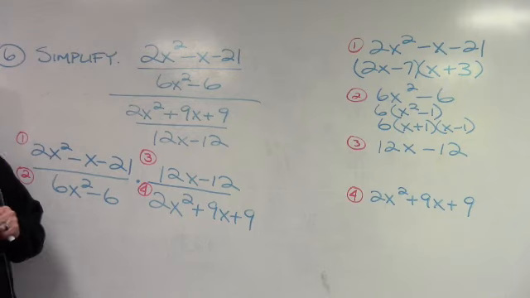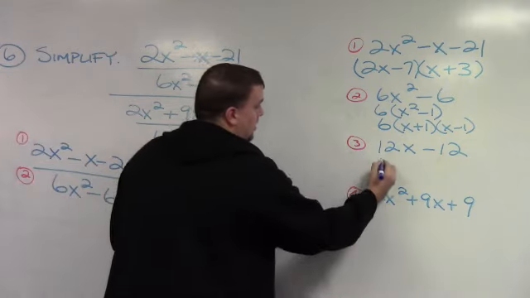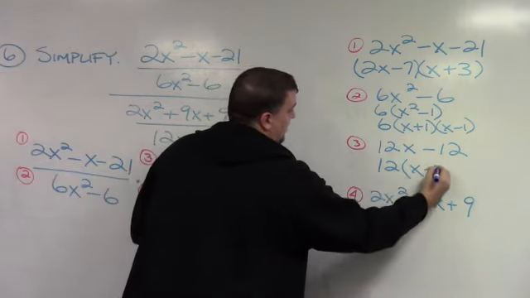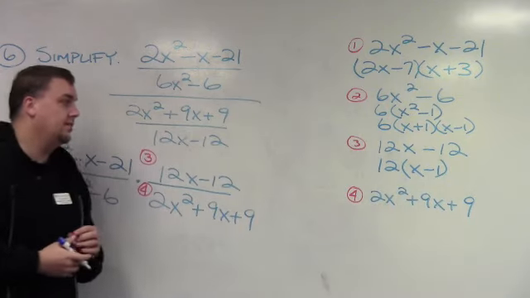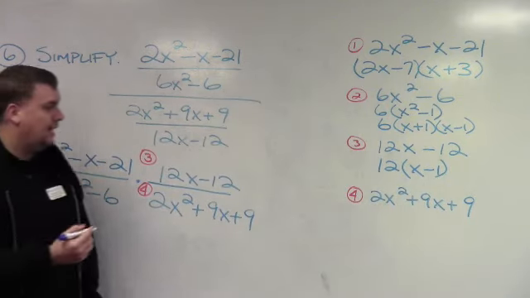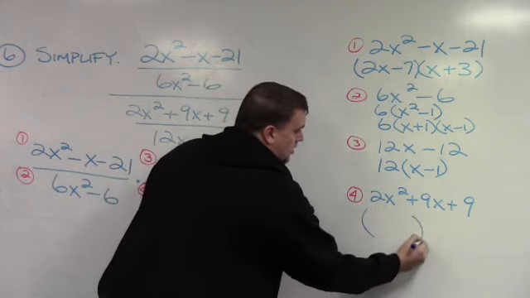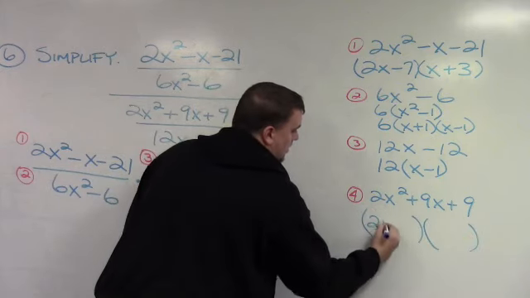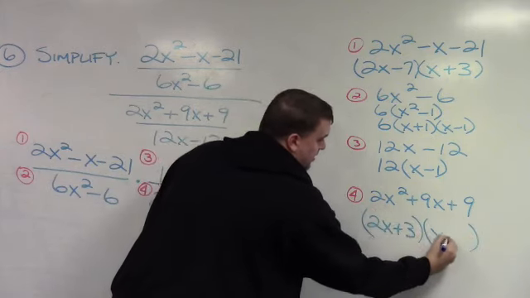What's the only thing we can do on number 3 there? Take out a 12 as a greatest common factor. And then on that last one, 2x plus 3, x plus 3. Thank you very much for factoring those.